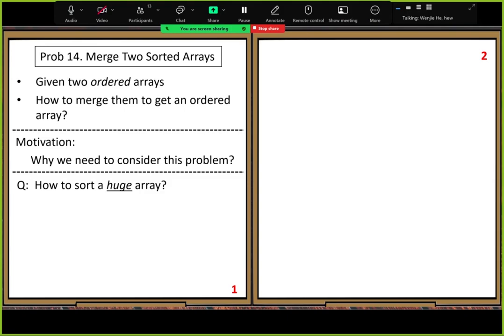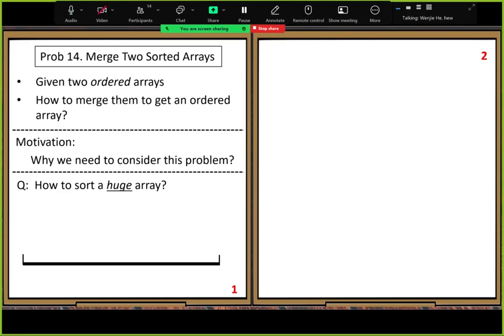So let's answer that question. We can do it. Divide and conquer, right? The title of this module is divide and conquer. So we want to apply divide and conquer to solve that problem.